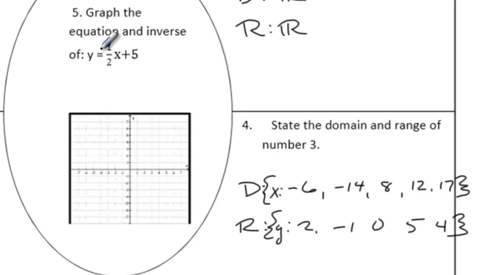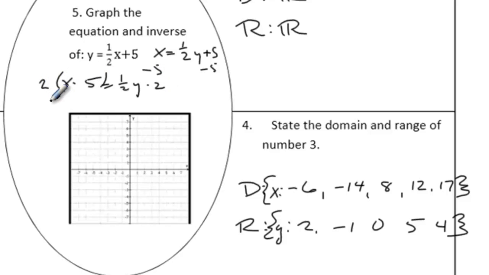In order to graph the function and its inverse, you have to find the inverse of this, so we'll go ahead and switch x and y. So we get x equals 1/2 y plus 5, subtract 5 from both sides, and you get x minus 5 equals 1/2 y. Multiply both sides by 2, and we get y equals 2x minus 10.